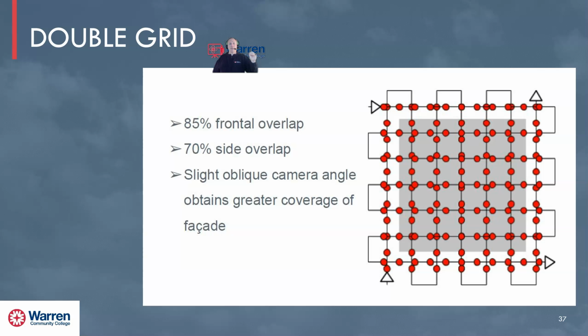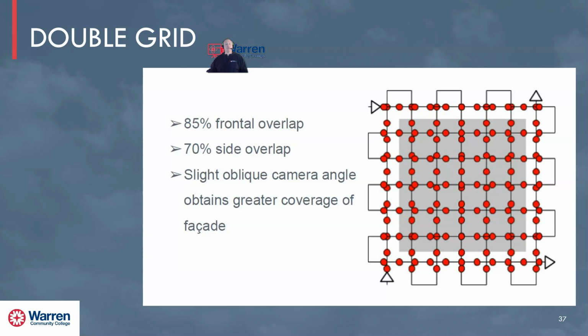If you do a double grid, then your overlap is 85% front, 70% side, which PIX4D recommends, and a slight oblique camera angle obtains greater coverage of the area. So you can start to see there's going to be some pictures that are almost identical on where they are because you've flown two grids, but you get a lot more representation of the area in a double grid pattern.